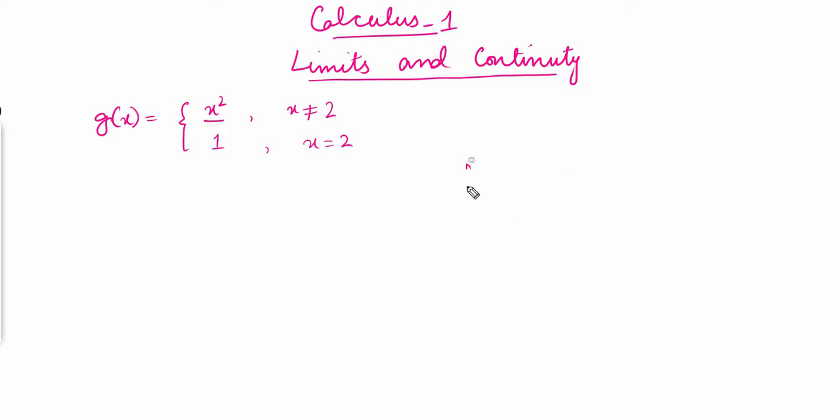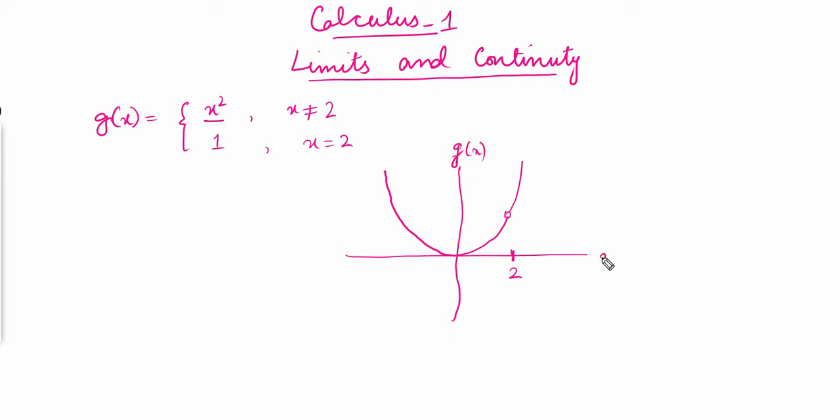Okay, so the graph of this function will look like this. We'll have a y-axis over here, and this is the x-axis. The graph of this function is at 2. I'll just put a circle here. So at this point, the value of x is 2. This is g of x in the y-axis, and this is x in the x-axis. So this is the graph for x square.